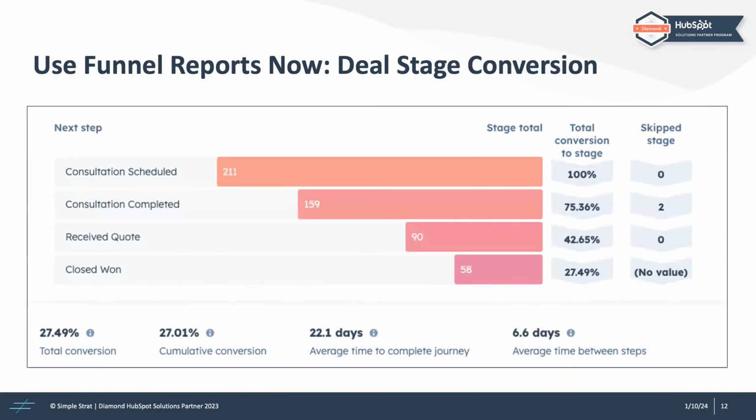And then we can also do this on deals. So again, same thing with contacts. You've been able to do deals for a while. The big change here is being able to have people skip stages. And so you can see, in this case, 27.5% of our people that started deals in our consultation scheduled deal stage went to closed won. So lots of great reporting there.